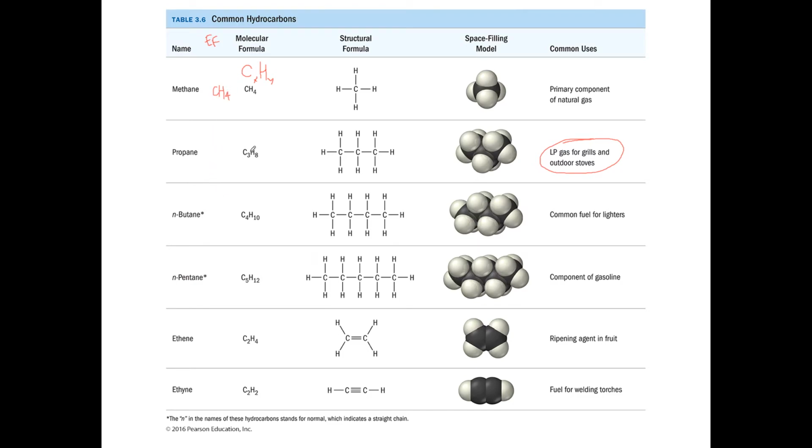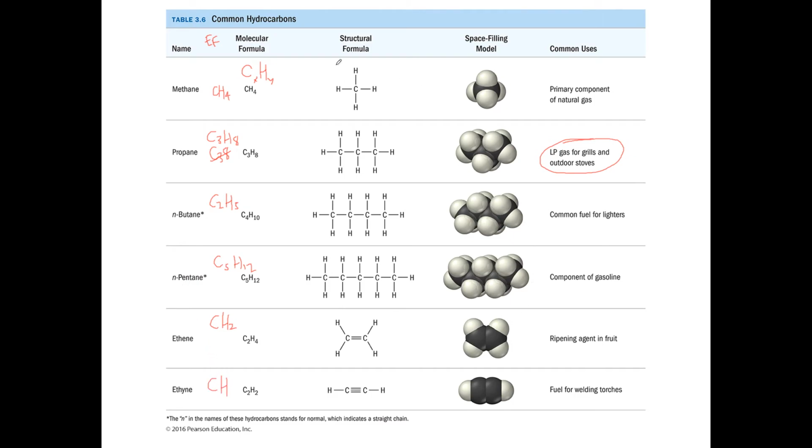What's the empirical formula for propane? C3H8. What's the empirical formula for butane? C2H5, right? What's the empirical formula for pentane? C5H12. Ethene, CH2, right? You see how I'm reducing those? And ethyne is simply CH.